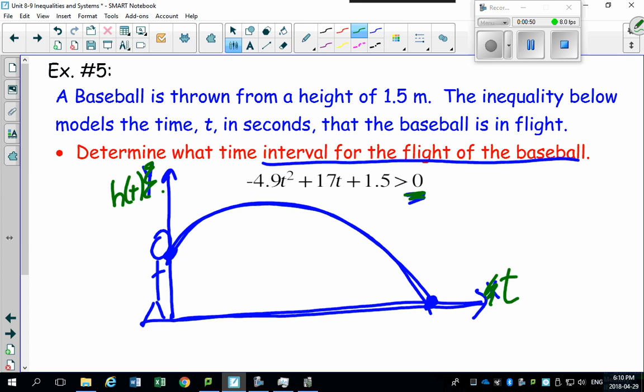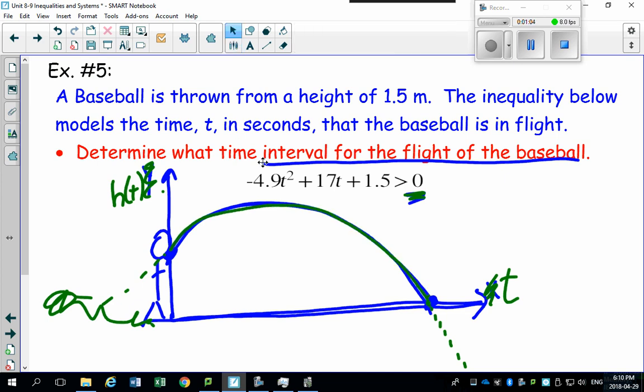No kidding. We don't want the ball to hit the ground and start going into the ground. We don't care about that. We don't care what happened to the ball before. It could have been picked up by somebody else and thrown to this guy and so on. We don't care. We just want this interval right here. That's what we're after. Okay, so let's do it.